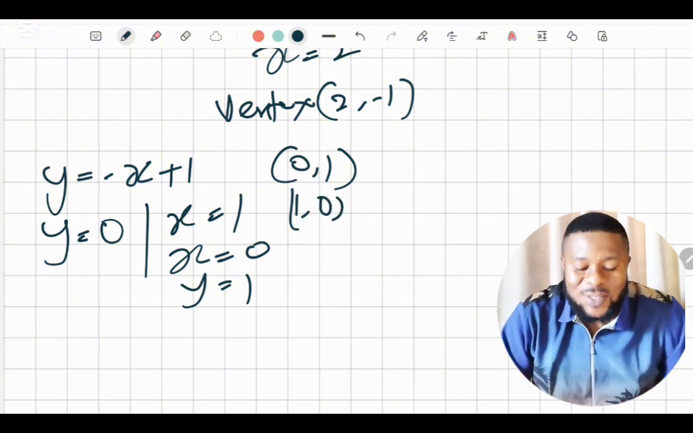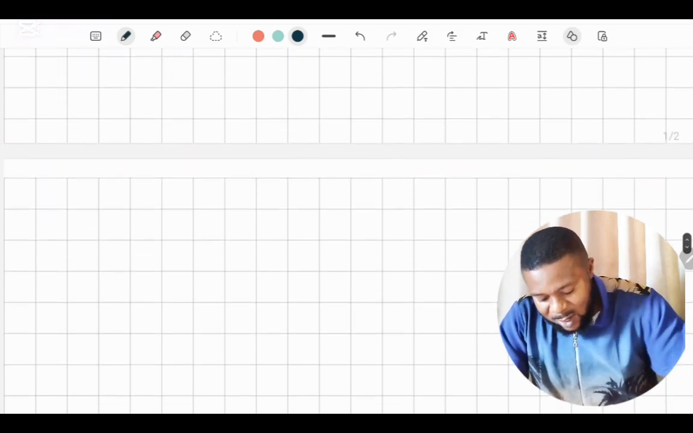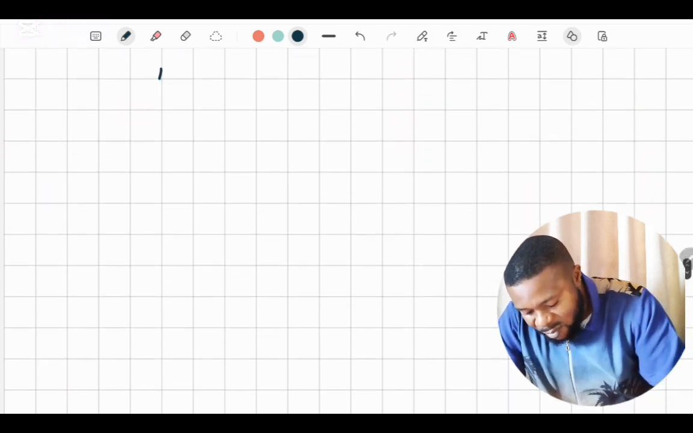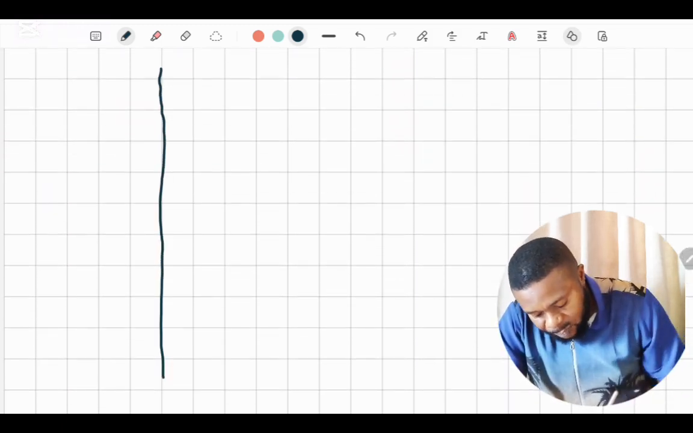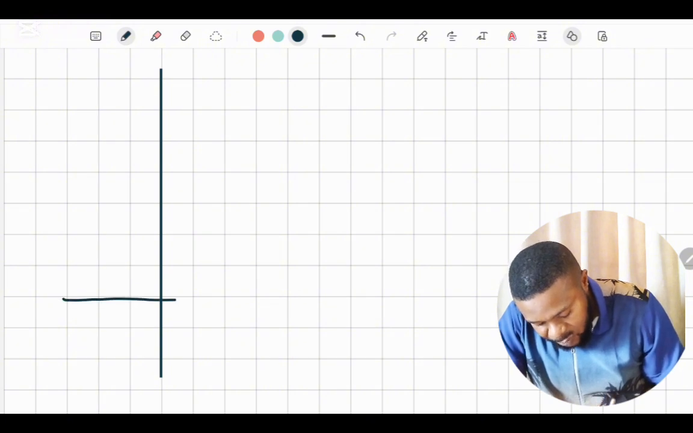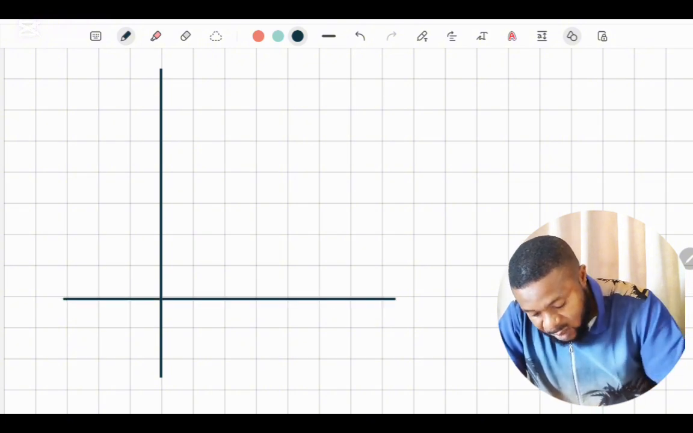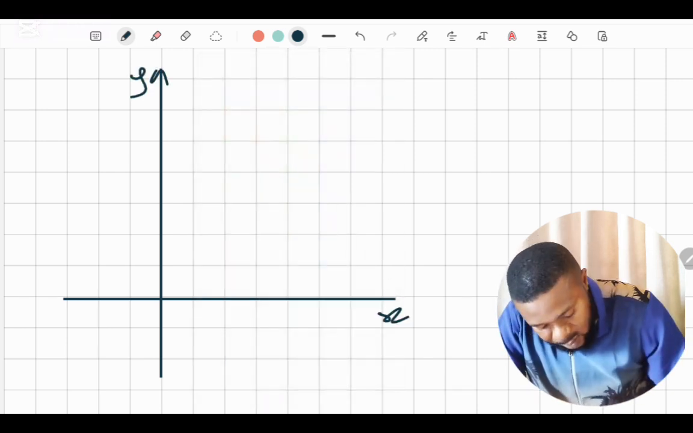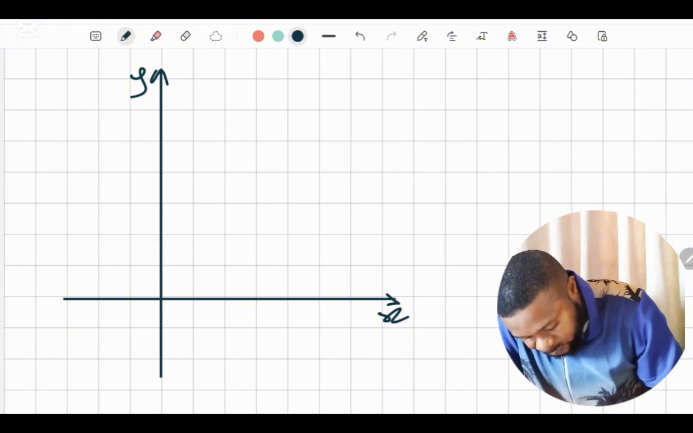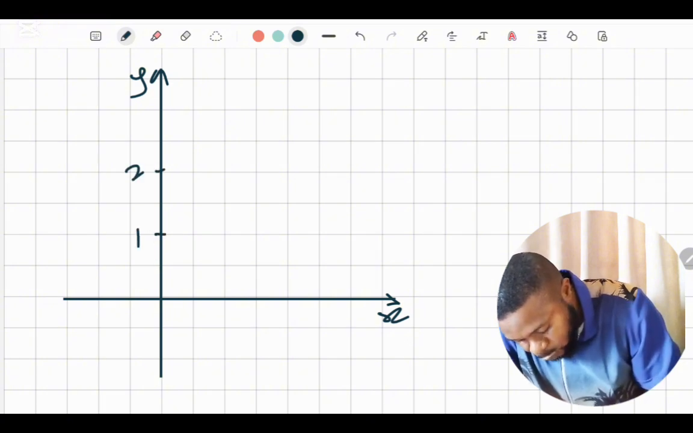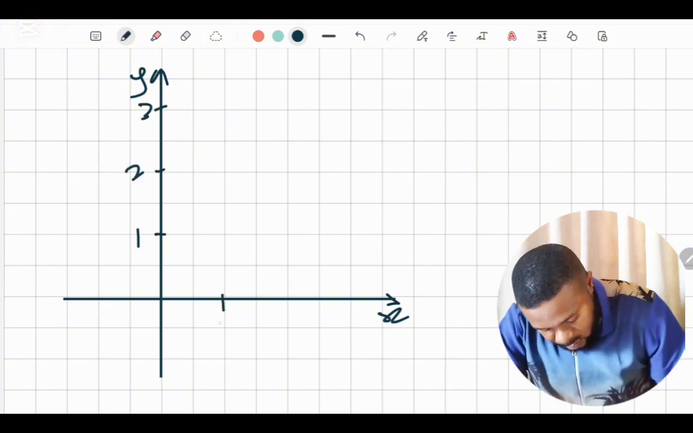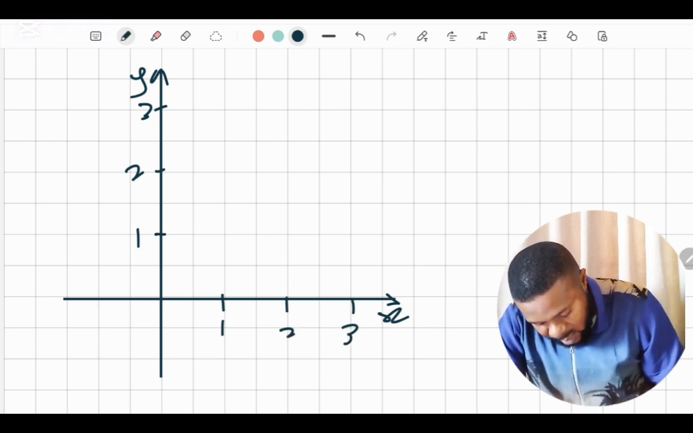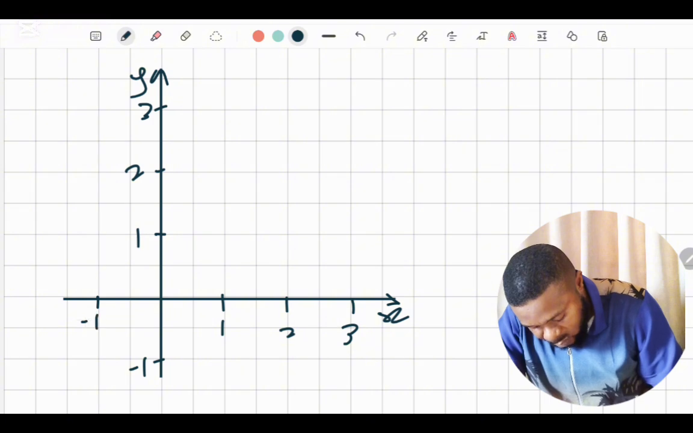The next thing is to go right down to our graph. For our graph, I will have my y-axis going down, and I have my horizontal x-axis this way. Having drawn these lines, I will just have to label them. So here is my x and here is my y. I have 1, 2, and 3, the same 1, 2, and 3. Here I have minus 1, and here I have minus 1.